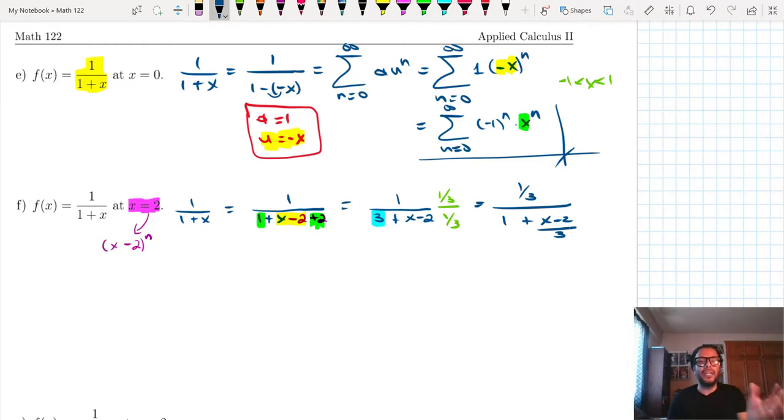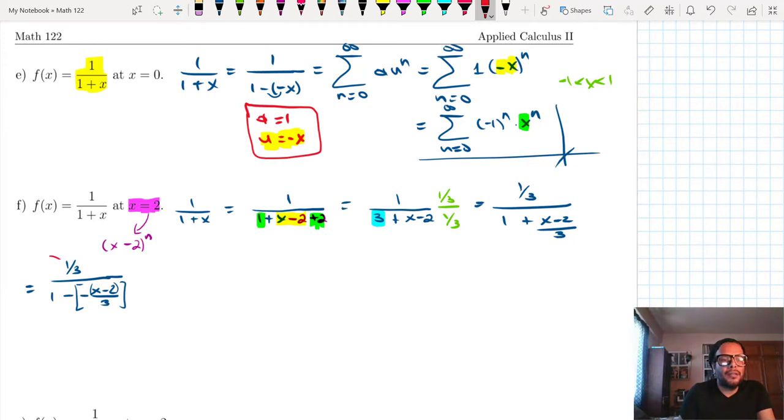Okay, so far we're getting close to some sort of a divided by 1, but well, we are just missing the minus u. So I'm going to do another trick to get that minus. Okay, so this will be 1/3 divided by 1 minus bracket minus x minus 2 divided by 3. So that's what I'm going to do. Okay, so this is our a, this is our u.